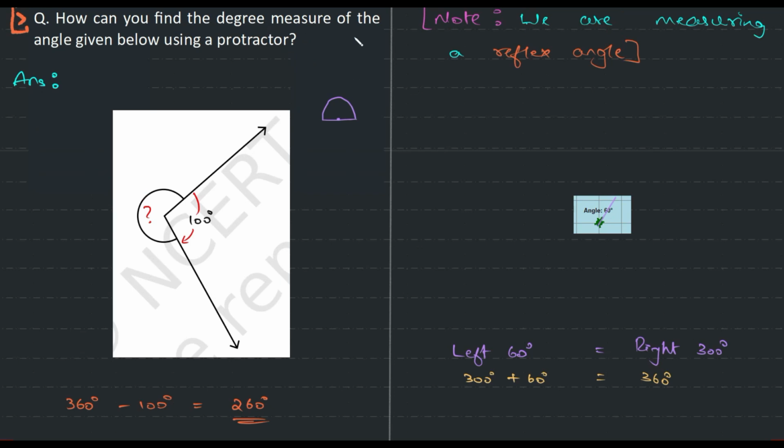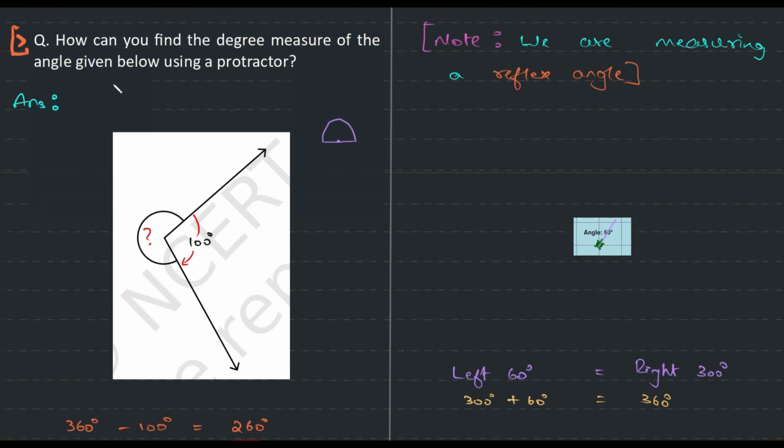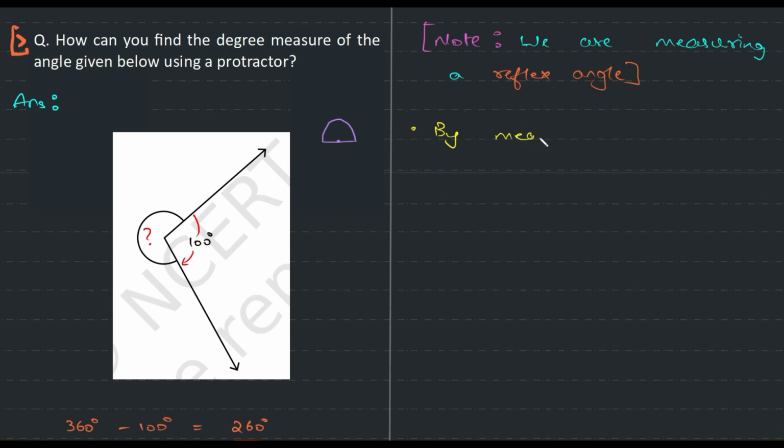How can you find the degree measure of an angle given below using a protractor? Okay, all that is good. So let's finish the answer. This is 260 degrees, but the question is how? By measuring the obtuse angle first. These are the steps.